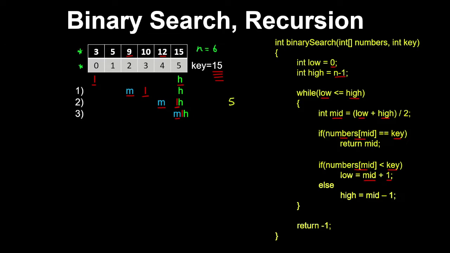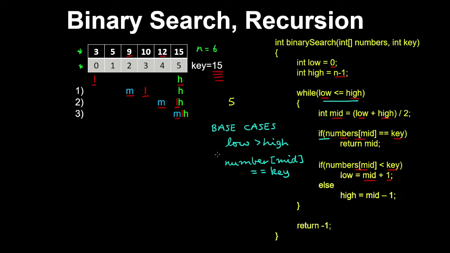So to translate this to a recursive version, we first need the base case. So let's list the base cases over here. And one of those is if low is greater than high, because the loop is terminated if this statement is false. And the other base case is if the number at the middle index is equal to the key. So these are our two base cases to stop the recursive process.